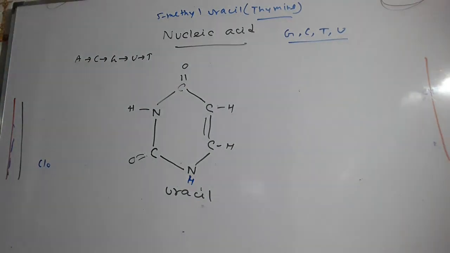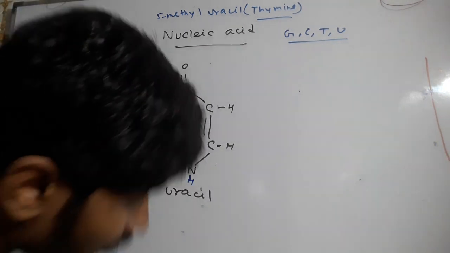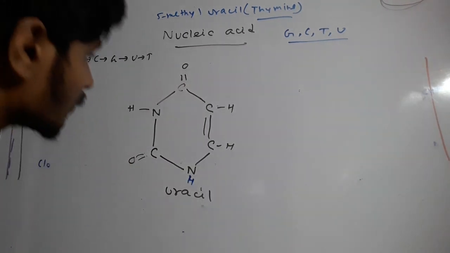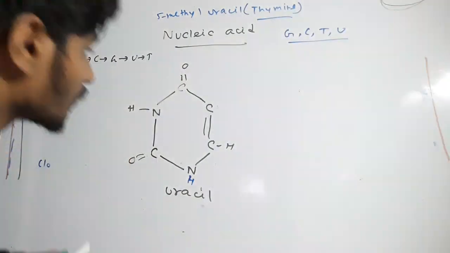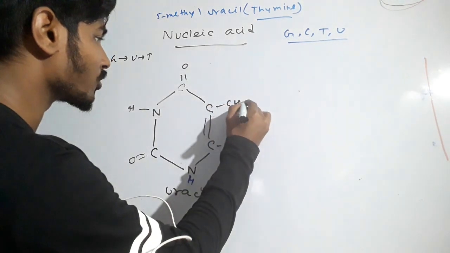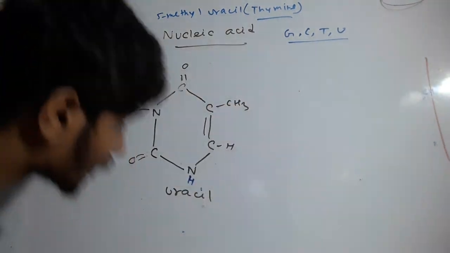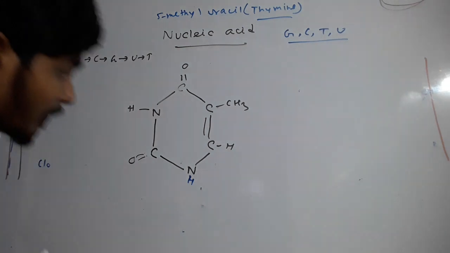Okay, now from uracil we will be drawing the structure of thymine. That's very simple. Just give a methyl group to the 5th position, and it's thymine.